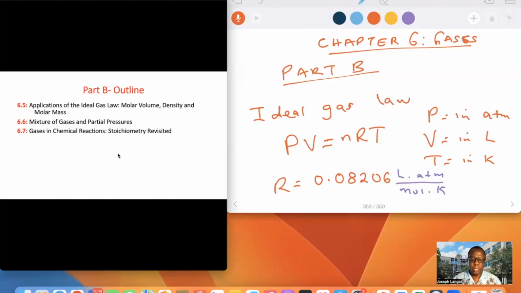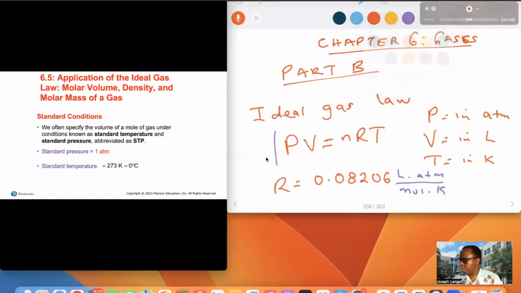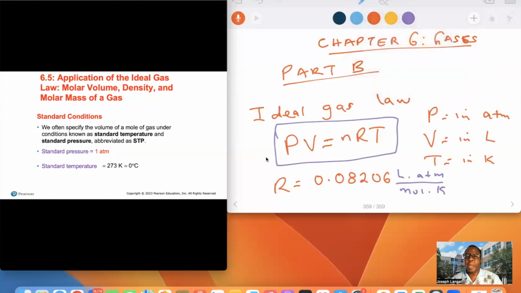So part B, 6.5, application of the ideal gas equation or ideal gas law. You need to know this equation. Remember the other three gas laws we covered: Charles' law, Boyle's law, and Avogadro's law.